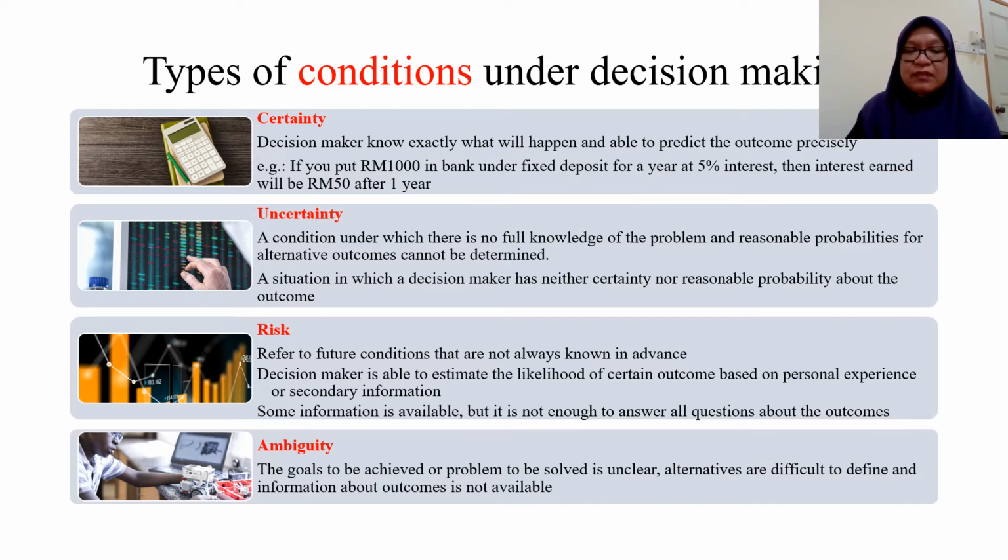The third one is risk. It refers to future conditions that are not always known in advance. The decision maker is able to estimate the likelihood of certain outcomes based on personal experience or secondary information. Some information is available, but it's not enough to answer all questions about the outcome.